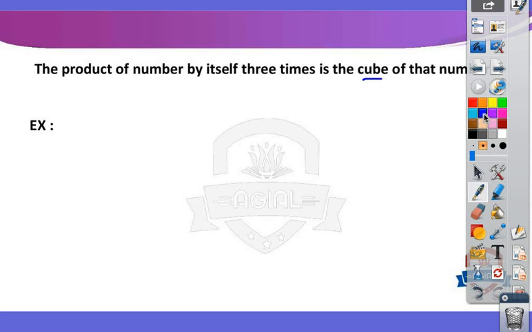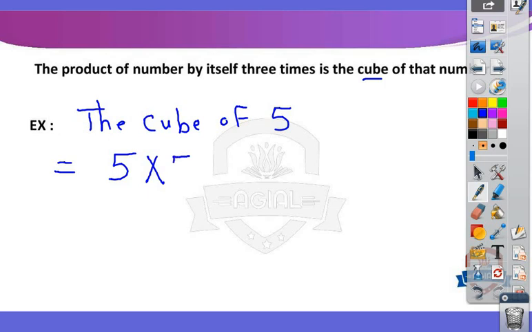So when I need to find the cube of 5, we will multiply 5 three times: 5 by 5 by 5. It will be 125. 125 is the cube of the number.